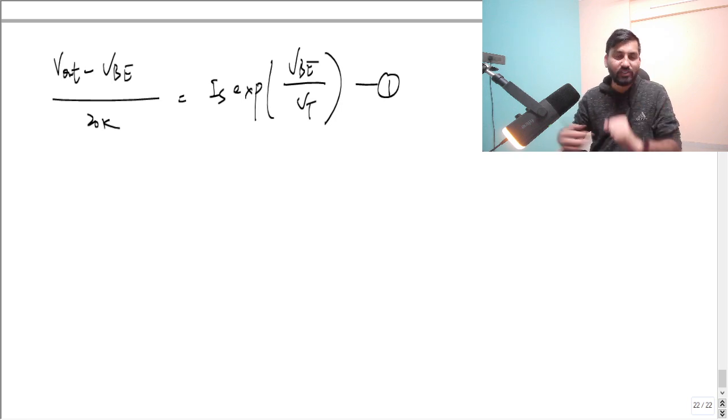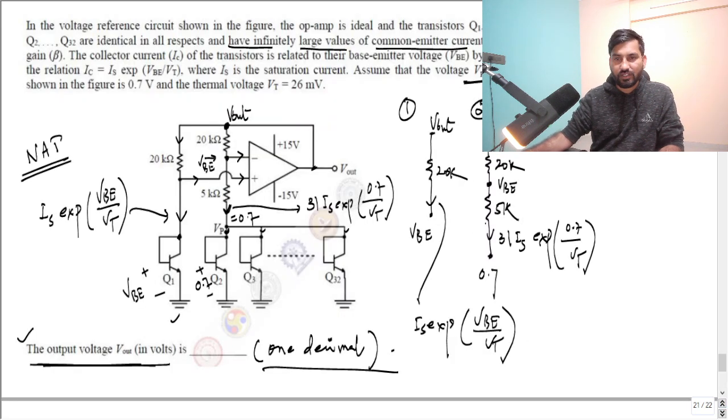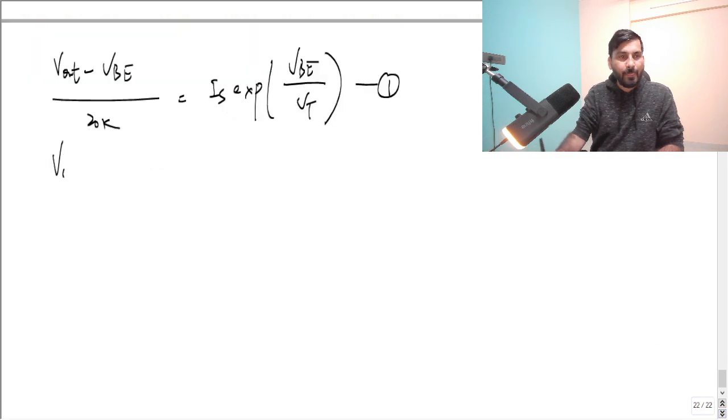The beauty of this question is in the second branch, from this branch, okay? ये जो branch है आपके पास 20K and 5K resistance is there, okay? So from here you can equate. The same current is going to be flowing through this, the same current is going to be flowing through this. So what is the current between these two nodes? You can say V out minus VB, okay, V out minus VB upon 20k.